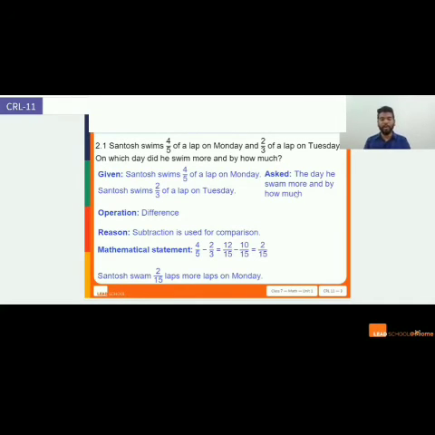When I look at this, I know they're comparing two different quantities. So I think the operation here is subtraction. Correct? That is difference. Reason? Subtraction is used for comparison. That's exactly what we spoke.